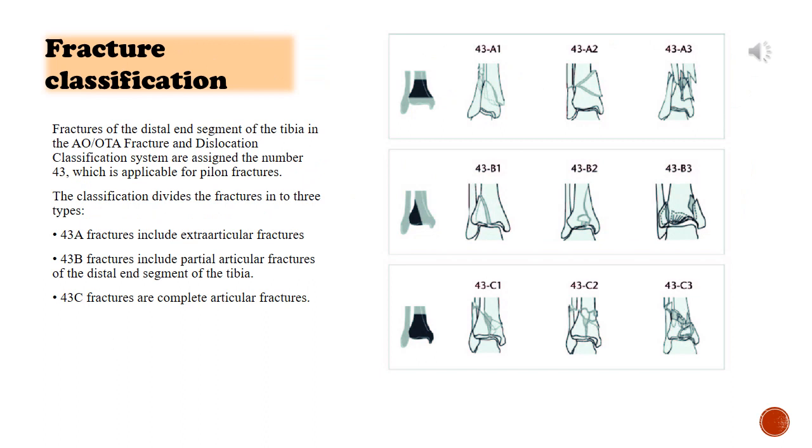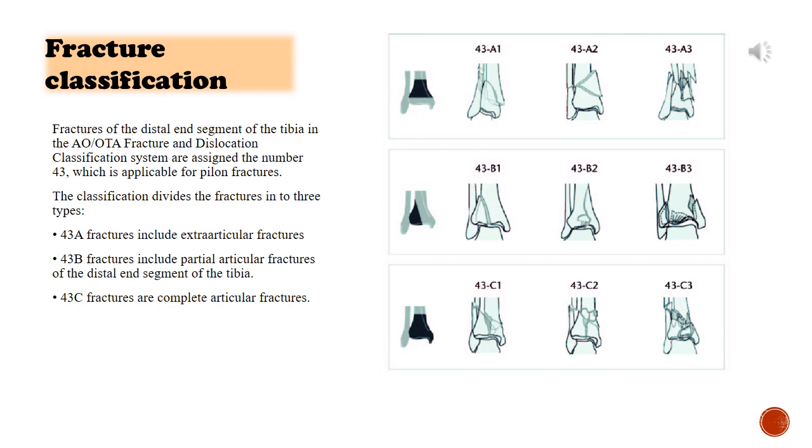Fractures of the distal end segment of the tibia in the AO/OTA fracture and dislocation classification system are assigned the number 43, which is applicable for pilon fractures. The classification divides the fractures into three types. 43A fractures include extra-articular fractures.